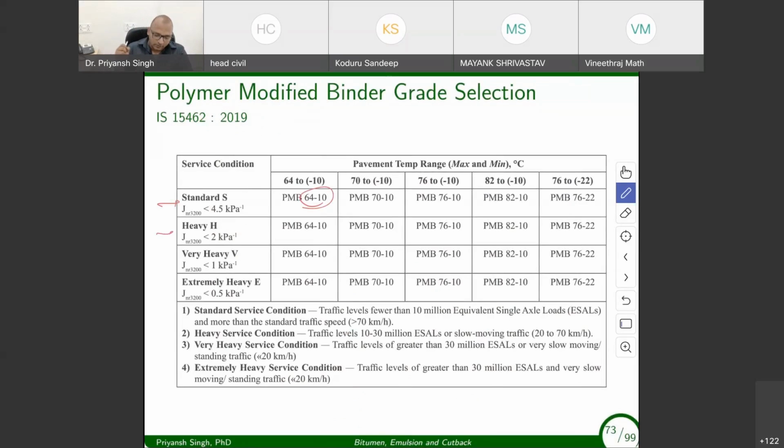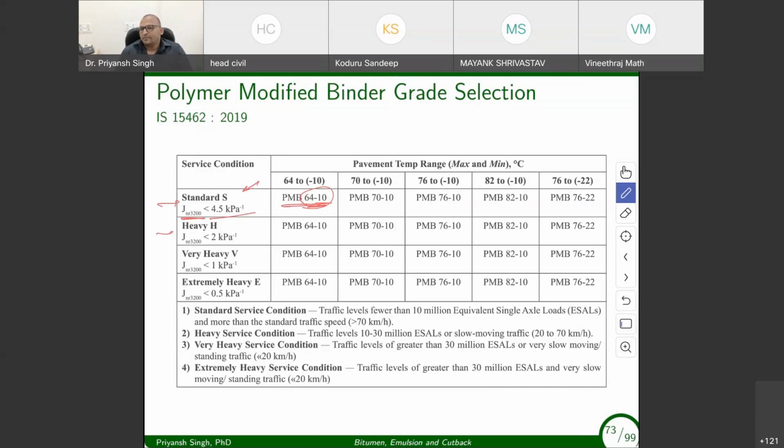So in order to get the effect of traffic conditions in the grading system, grade bumping is being suggested. Now, if I have tested my binder and found that it is grade 64-10 based on this JNR criteria of less than 4.5 kPa, this will be for the standard traffic condition.